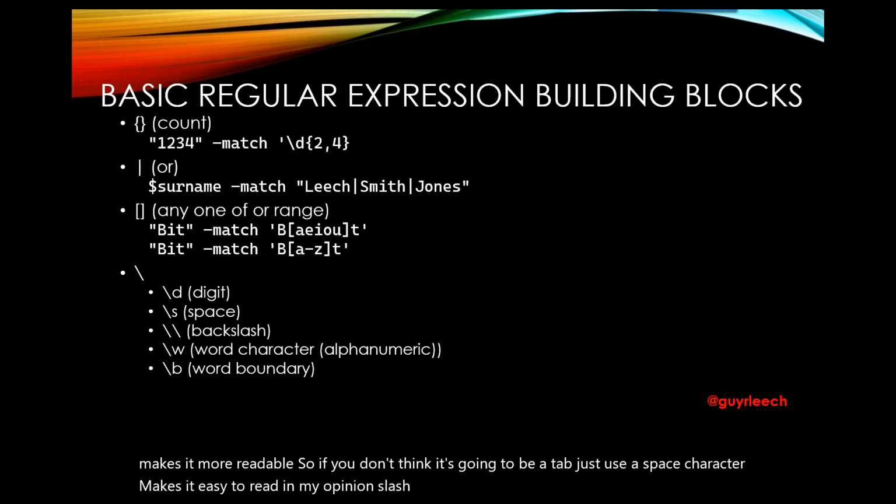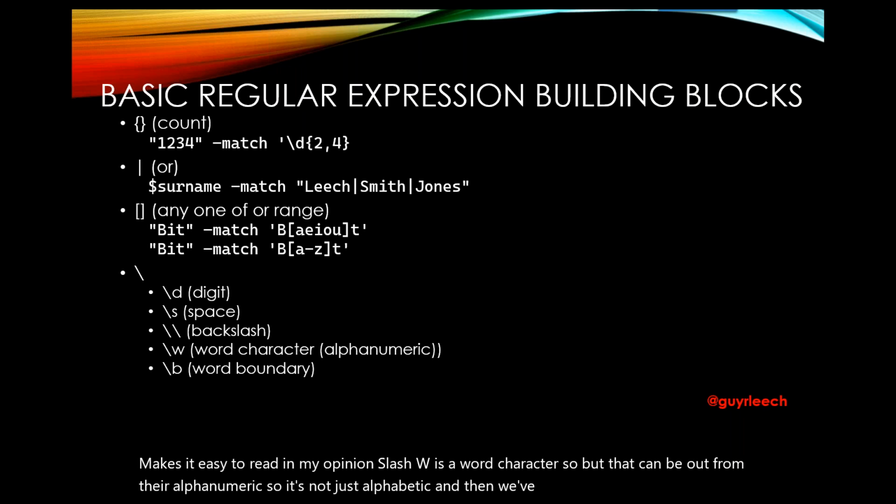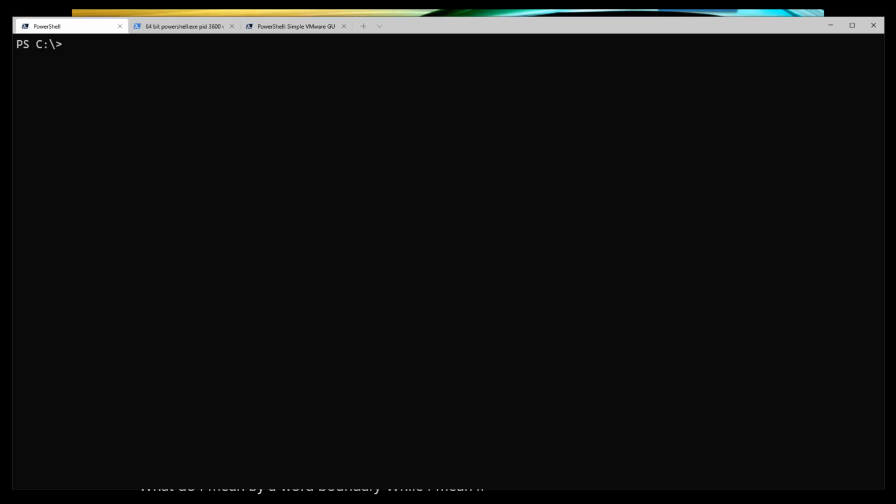\w is a word character, but that can be alphanumeric, so it's not just alphabetic. And then we've got \b for a word boundary. What do I mean by a word boundary? Well, if we're looking for the word, let's have a look.